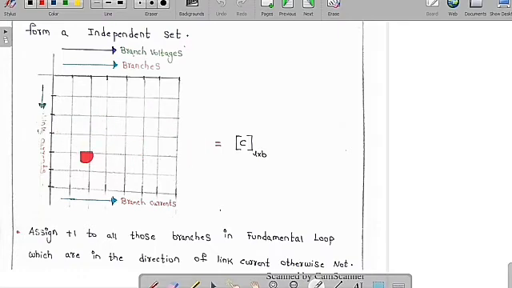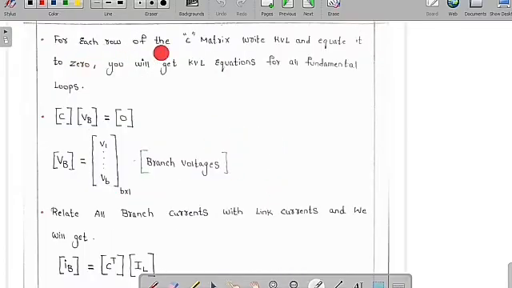You are going to get the submatrix. That matrix you are going to call the fundamental Dissect matrix. So for each row of the C matrix, write KVL and equate it to 0.